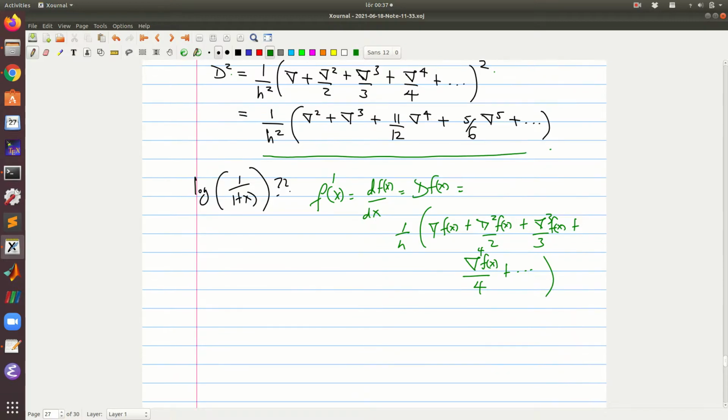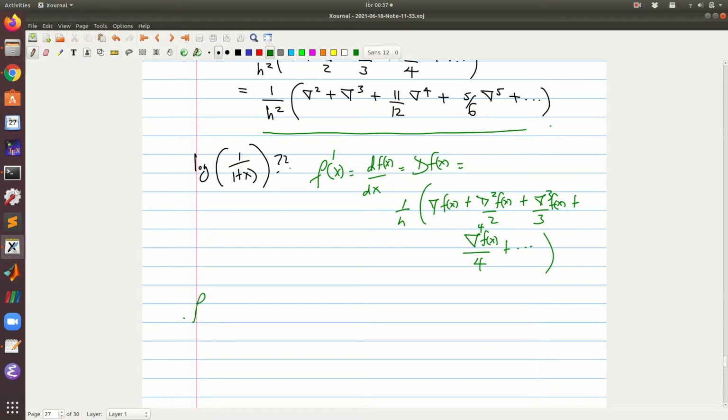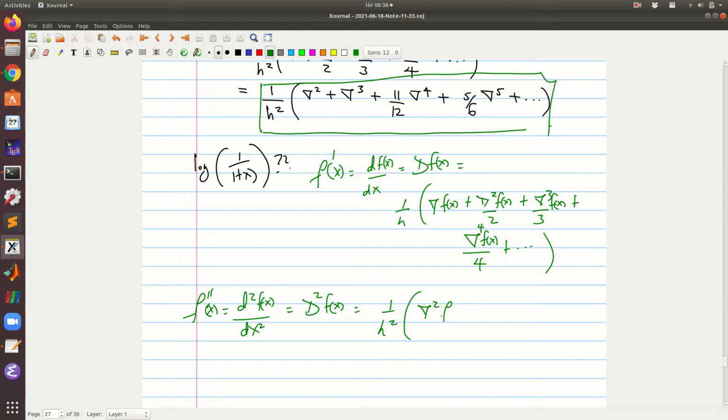Okay, similarly, if you want to find the second derivative, which is this, then it is just 1 over h squared times, we are using this expression now, okay, the second backward difference operator plus the third, plus 11 over 12 times the fourth, plus this.